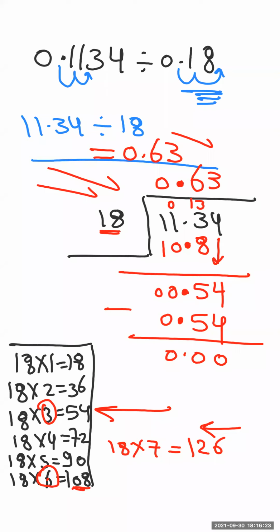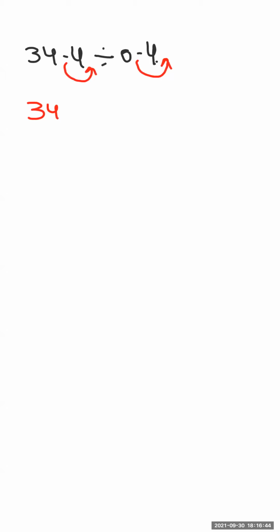Okay, guys, let's go for the next one. If I want to divide 34.4 by 0.4. So, as usual, we said that we can move the decimal point to the right here one place and here one place. So the two numbers become 344 divided by 4. It's a very easy one. No decimal point at all.